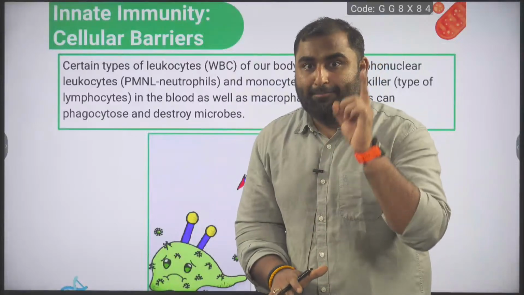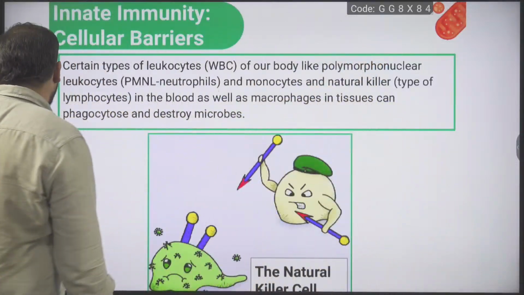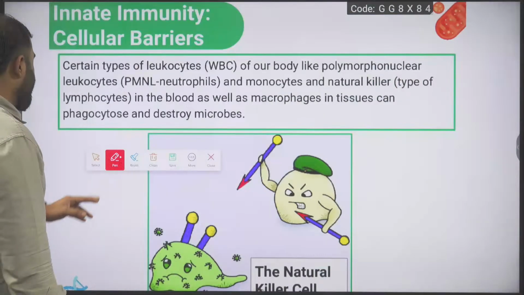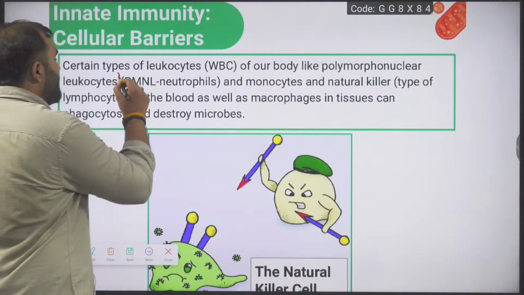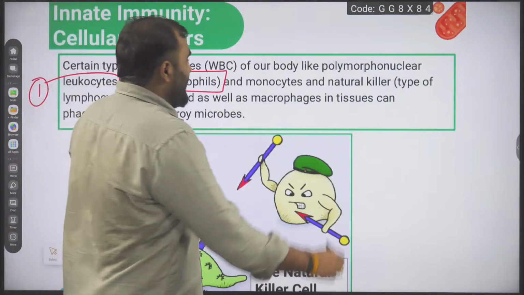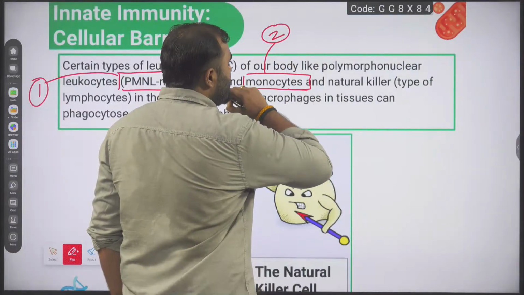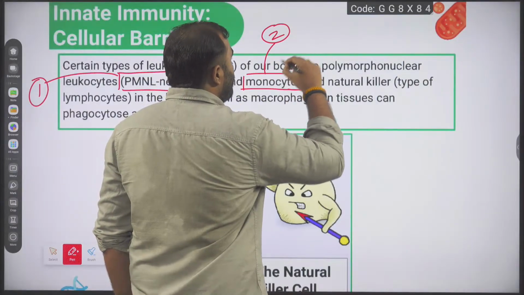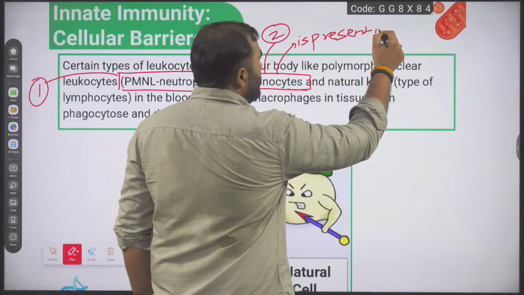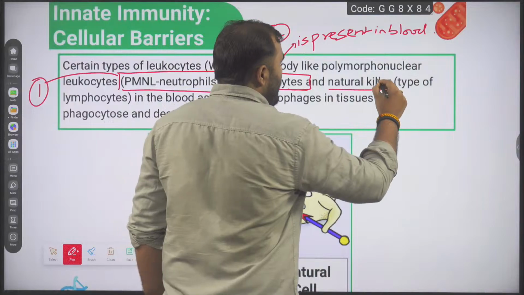So how many types of cells are in the cellular barrier? First one, PMNL, neutrophils. Second one, monocytes. Remember, monocytes are present in blood. Then natural killer cells, NK cells.